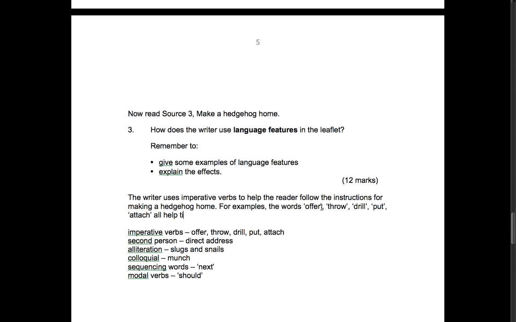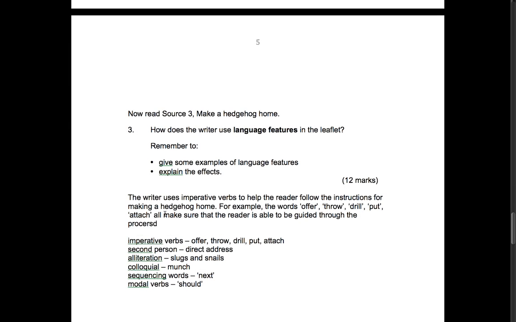All help. This bit I'm now writing is probably the most important part of your little paragraph. It's demonstrating this part, explaining the effects. For example, the words offer, throw, drill, put, attach all make sure that the reader is able to be guided through the process and know what they are doing.